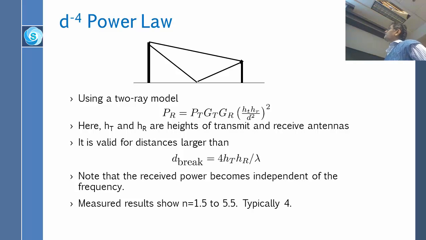And if you just do a 2-ray model, people in wireless communication have shown that if you had a very simple thing, a transmitter here and a receiver there, and they got 2 signals, one directly and one through reflection, if you add up these two, in this two-ray model, you will get a formula which is received equals transmitted times GT times GR times HT times HR, height of the transmitter times the height of the receiver, divided by d square whole squared. So d raised to 4.